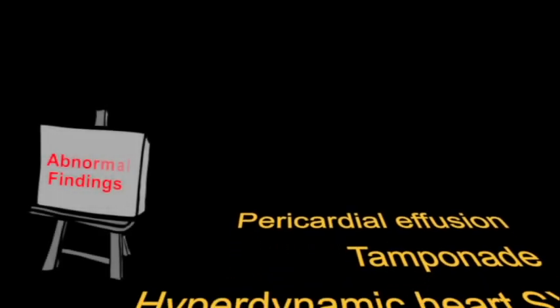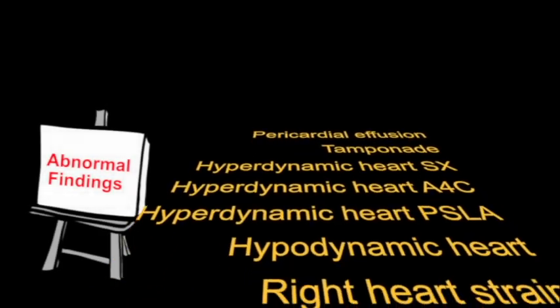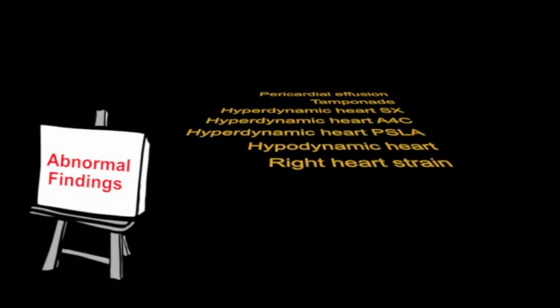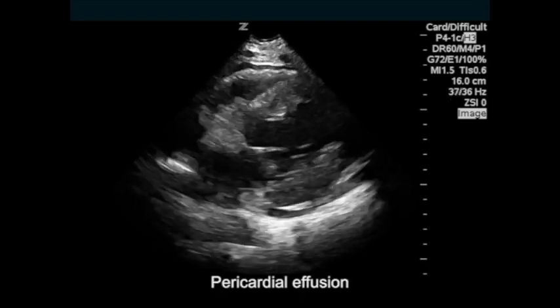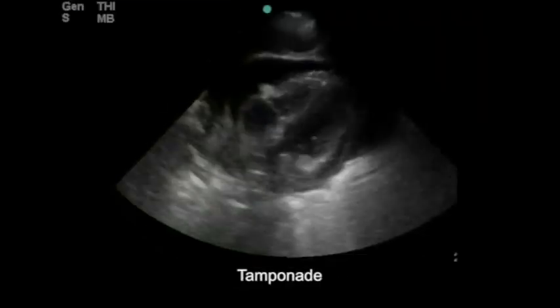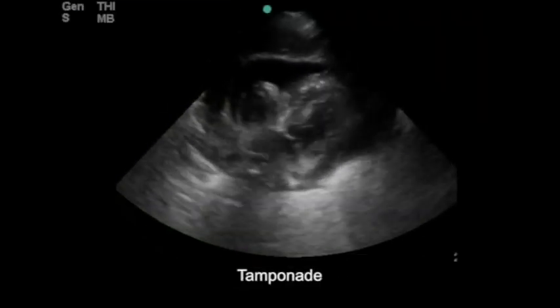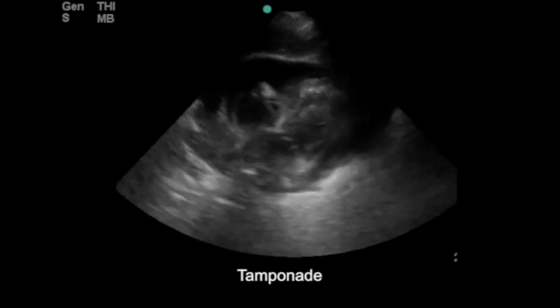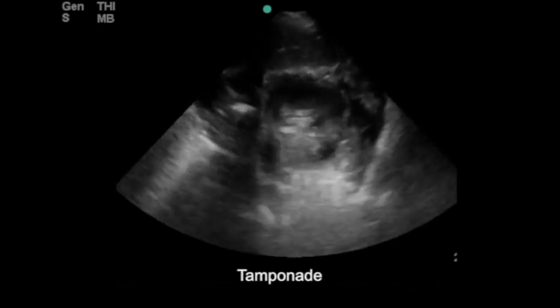Now we are going to show different abnormal ultrasound findings. This ultrasound shows pericardial effusion. In this patient, the effusion has progressed to tamponade. Note the collapse of the right ventricle.